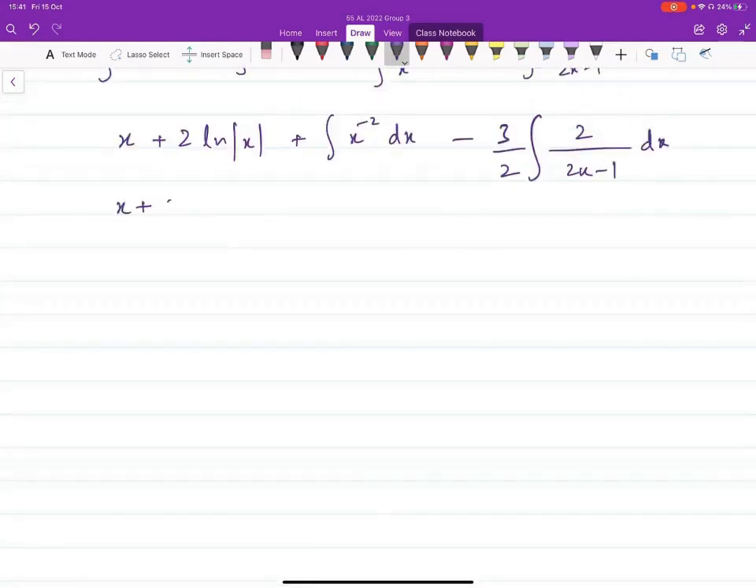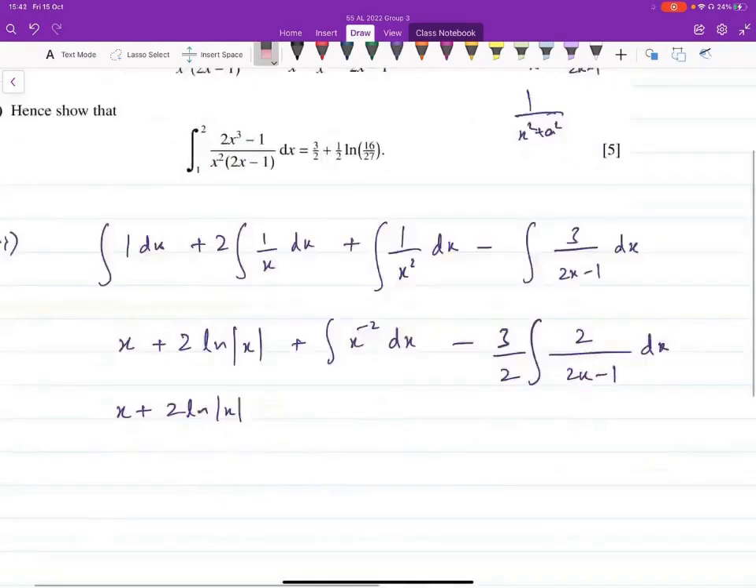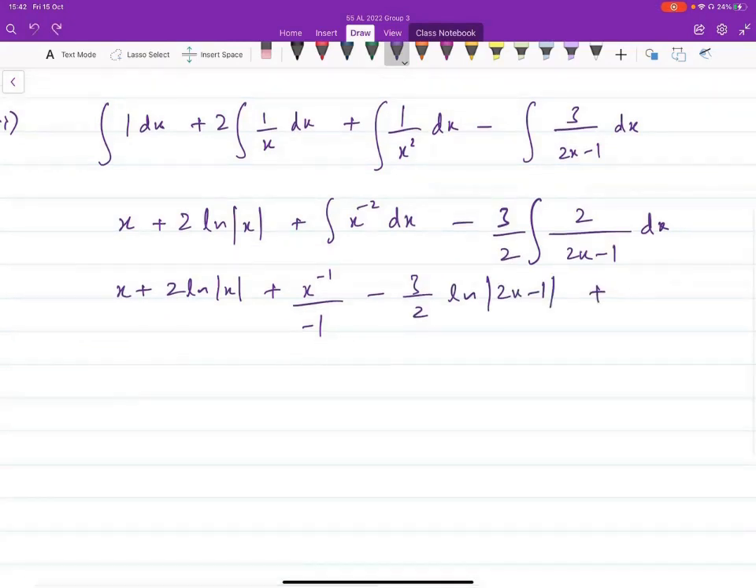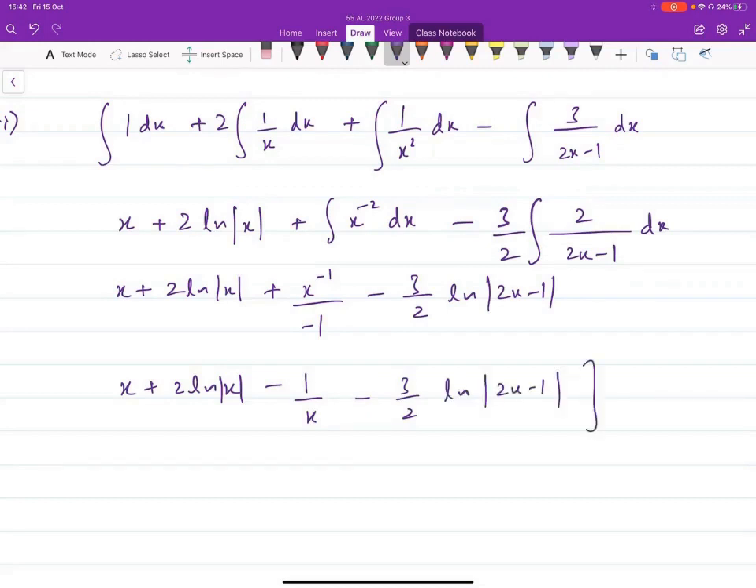It becomes x plus 2 ln of x. So it becomes x plus 2 ln x. What is the integral of this? This is x raised to power minus 1 divided by minus 1, minus 3 over 2 into log of 2x minus 1. And plus some constant. Yeah, sorry, constant नहीं डालना. This is definite integral. We have x plus 2 ln x minus 1 over x minus 3 over 2 into ln of 2x minus 1. We just need to input limits now.